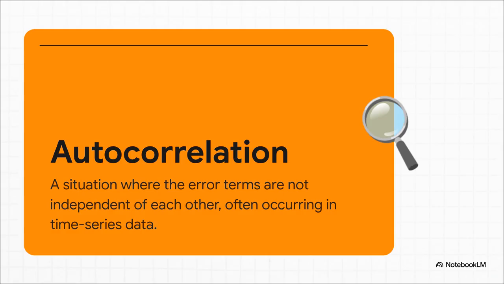This one is a really common problem when you're working with data over time, or time series data. It's when the error from one time period, say this quarter's sales numbers, sort of spills over and influences the error in the next quarter. A sudden shock or an unexpected event doesn't just vanish. Its effects can linger, creating a pattern in the errors that stretches over time.